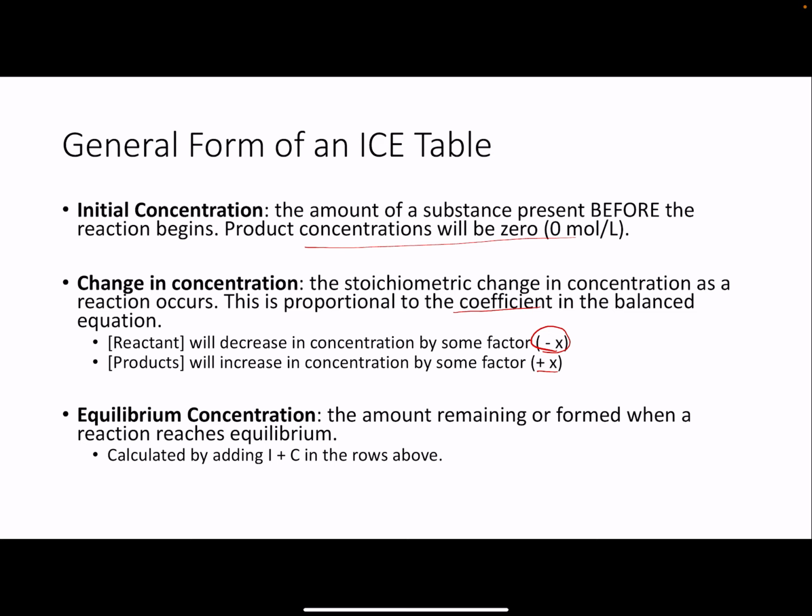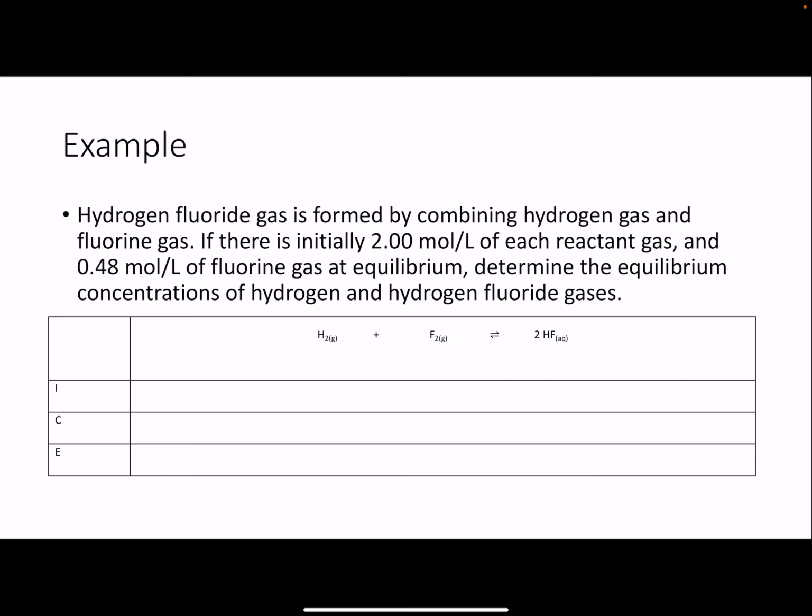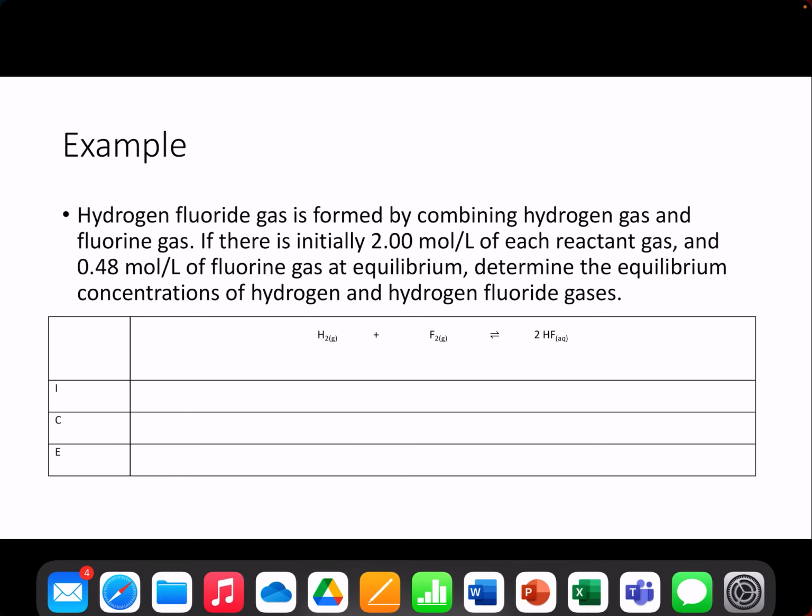Now, when you add a negative value, it'll look like subtraction. So these are the properties of an ICE table. This is just an organizational technique. An ICE table doesn't exist in nature. Initial, change, and equilibrium is what they represent. So let's look at one with an example, and I'll go to a larger screen for this.